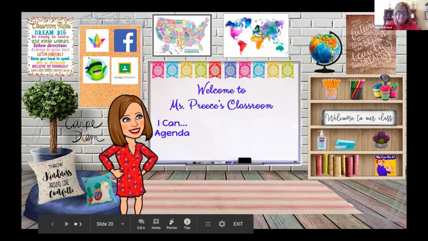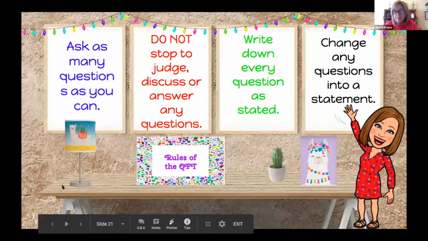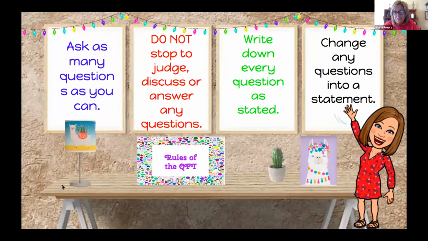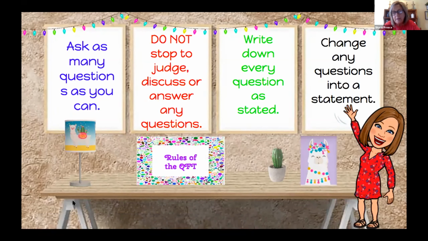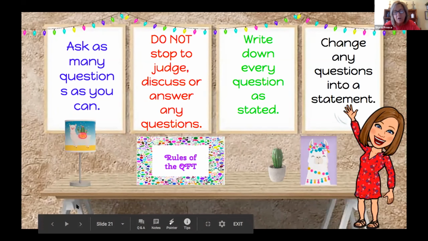Okay, the QFT, which Kim is the queen of and has faithfully guided me. It's something I use quite a bit in my classroom. So I will be using that, absolutely. I just went ahead and made a slide. These are the rules that you have to follow for the QFT. We'll discuss those. This will probably be something I do the first week of school, just teaching them how to do this. This is something we do in class and small groups, but something that we're going to be able to continue doing online as well.